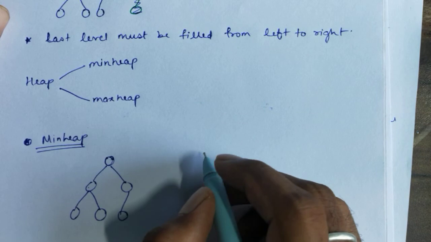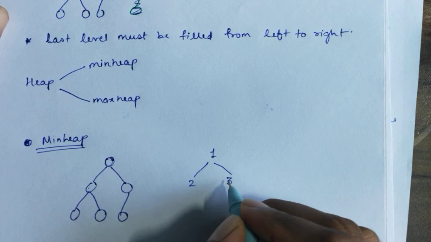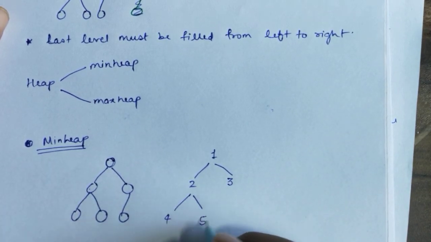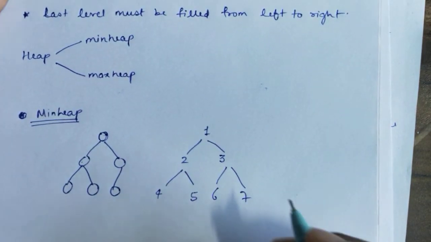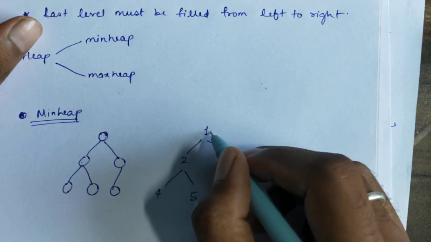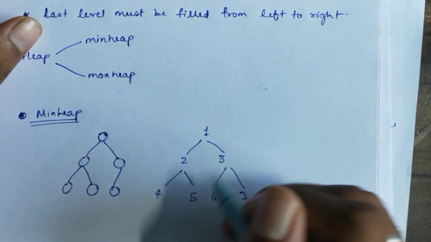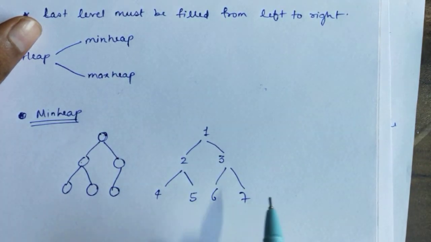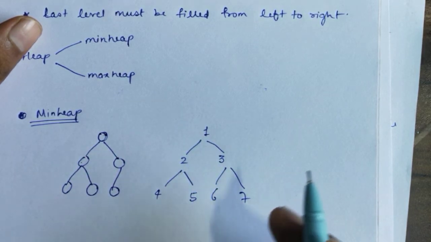So for example, if I take a tree here, 1 having node 2 and 3, 2 is having children as 4 and 5, and 3 is having children 6 and 7. So if we see min heap property here, that is 1 is smaller than 2 and 3, and here node 2 is also smaller than 4 and 5, 3 is also smaller than 6 and 7, and rest of the nodes do not have any children. So this follows min heap property for all the nodes, so it is a min heap.